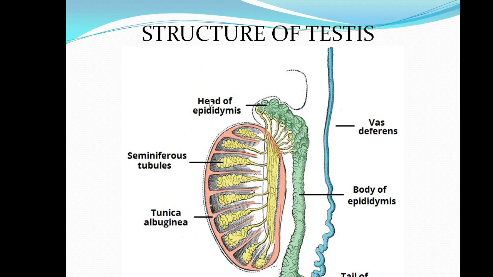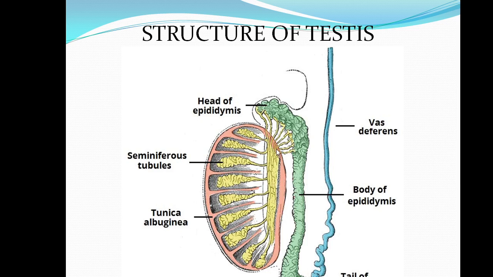Here you can see in this diagram the structure of the testis. This is the outermost layer, that is the tunica albuginea, made up of fibrous tissue. Its inner septa divide the substance of the testis into lobules, and each lobule contains some 2 to 3 seminiferous tubules.